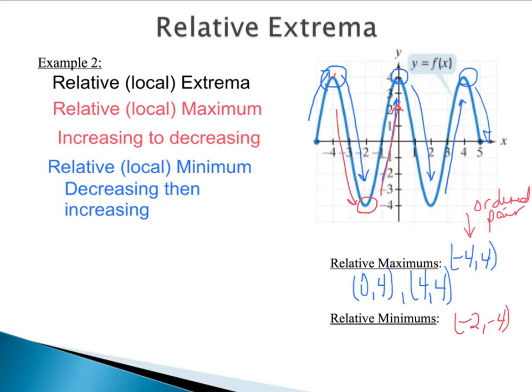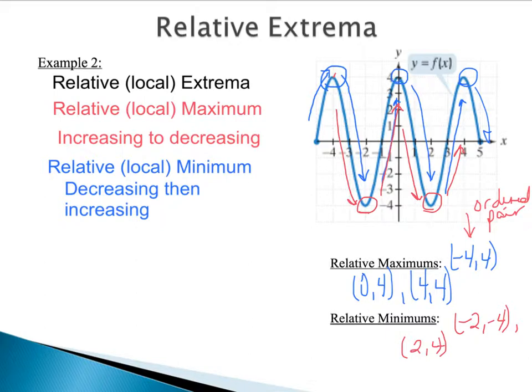Again, if we look at anywhere else that we're decreasing and then increasing, we're decreasing from about 0 to 2, and then increasing from 2 to 4. So we can say that 2, -4 would be another relative minimum.